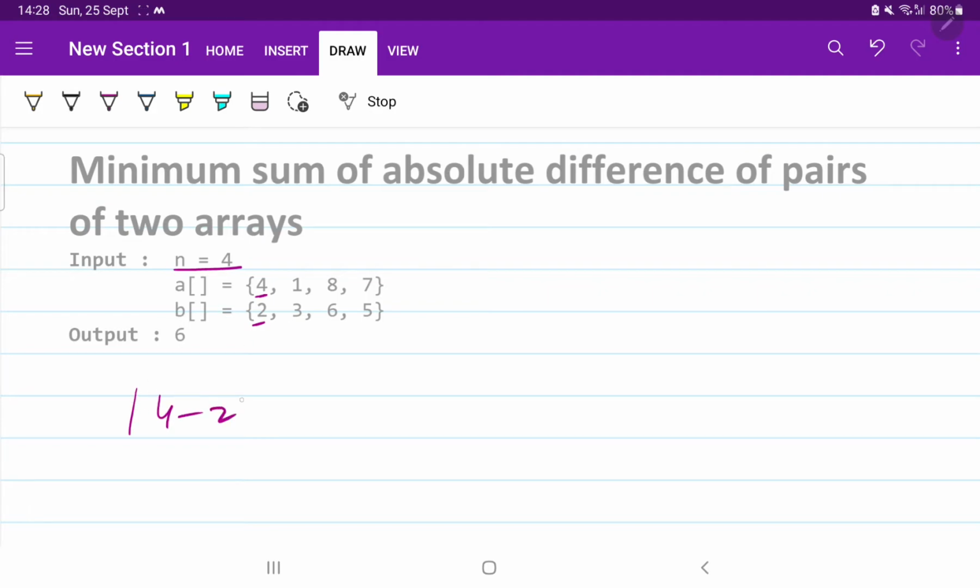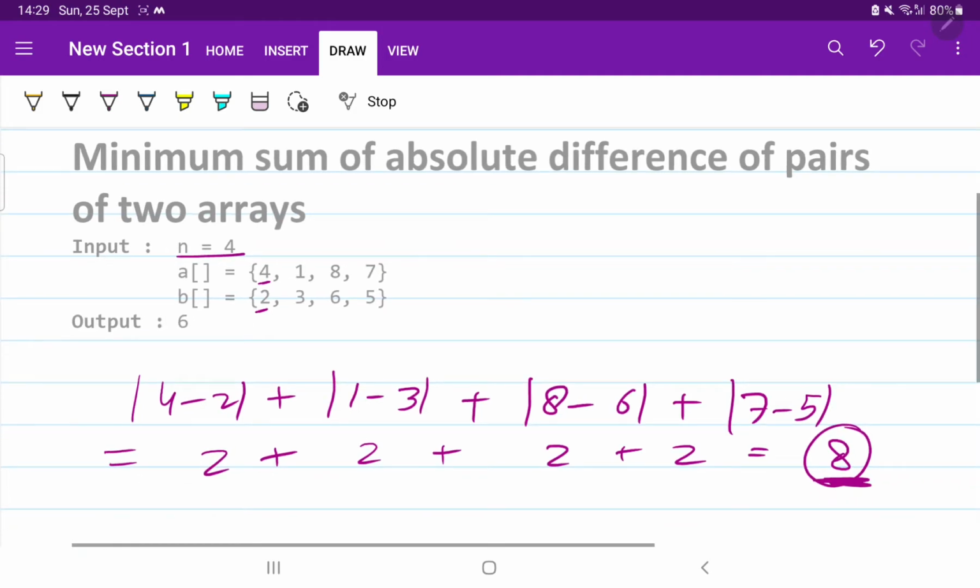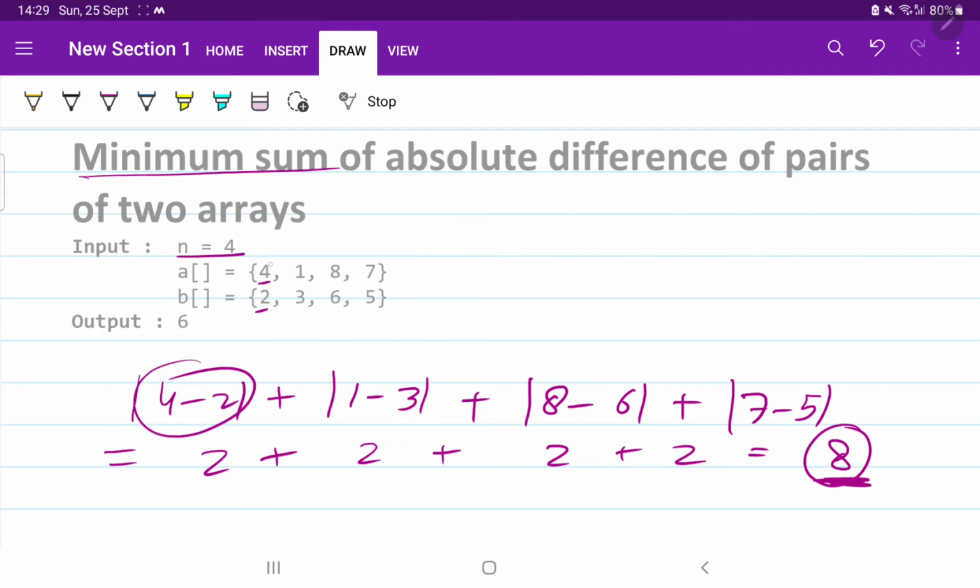Suppose you choose like this: 4 minus 2, then 1 minus 3, plus 8 minus 6, plus 7 minus 5. If you solve this, it is going to be 2 plus 2 plus 2 plus 2. So you are going to get a value of 8. You want this final value to be minimum. Here we have got 8, but we want the minimum sum of absolute difference of pairs of the two arrays.